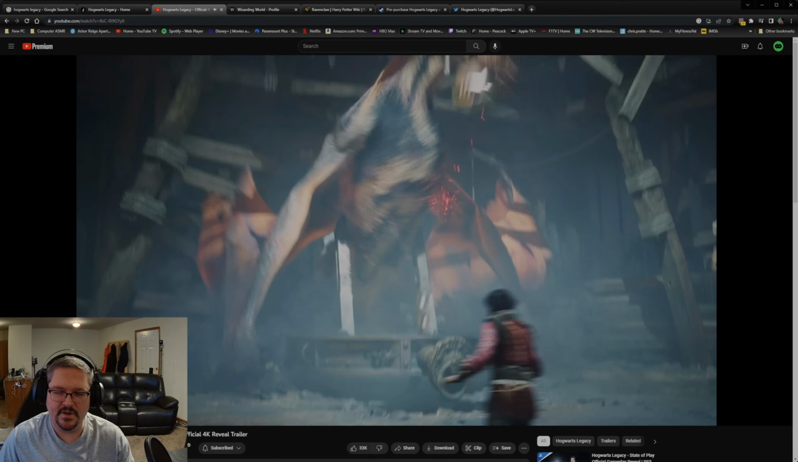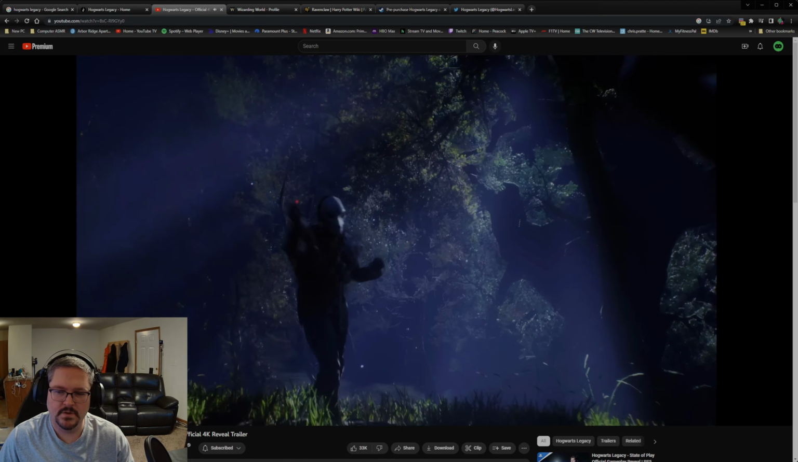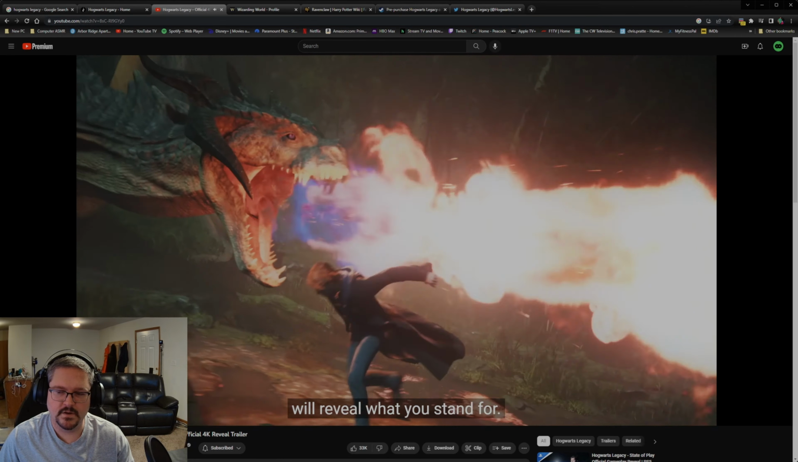I guess that might be one of the main enemies with the skull mask on. Looks like it.